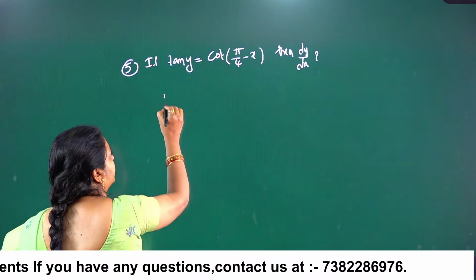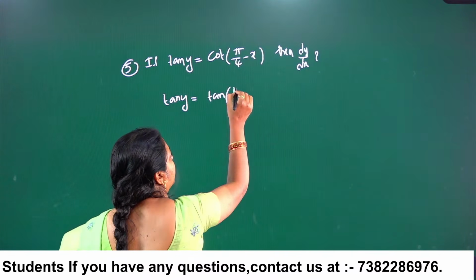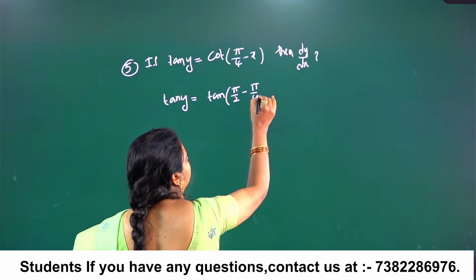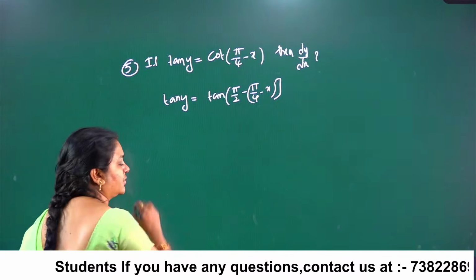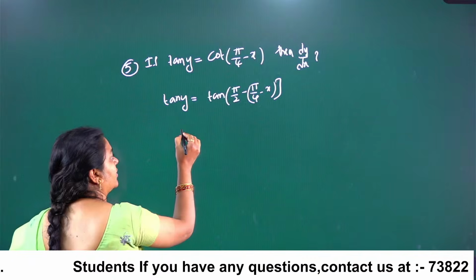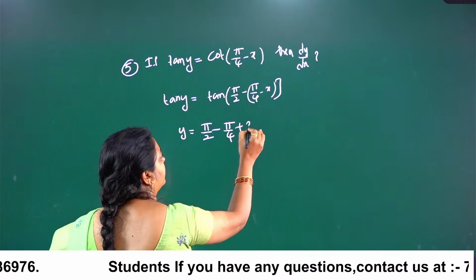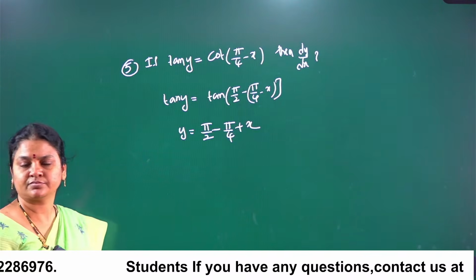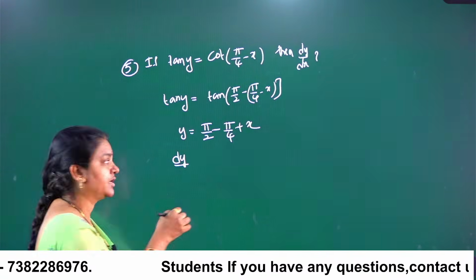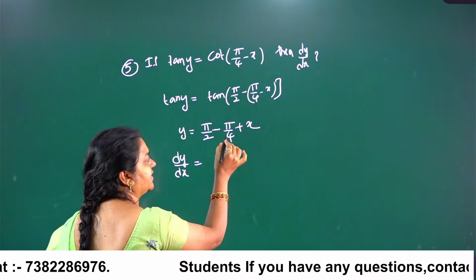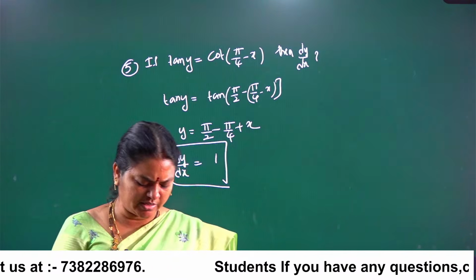Previously we have done a similar model. It is again coming as tan. We can write tan of (90 minus theta), so y is equal to pi by 2 minus (pi by 4 minus x), that is pi by 2 minus pi by 4 plus x. Doing the derivation, dy by dx is equal to: constant derivatives are 0 and the derivative of x is 1. Like this we can find dy by dx.